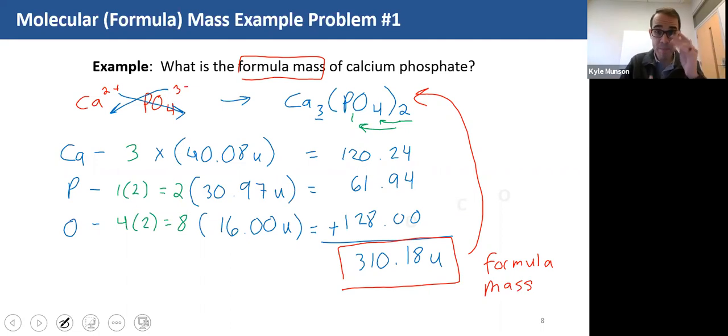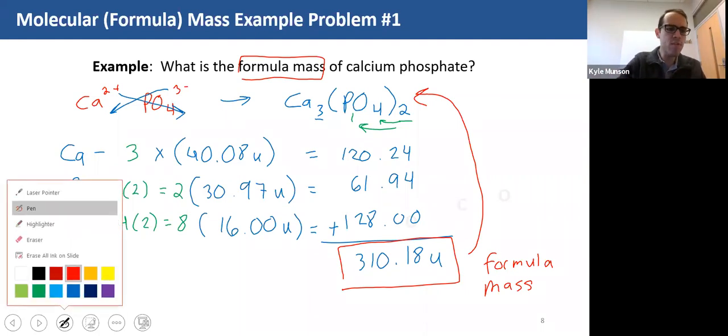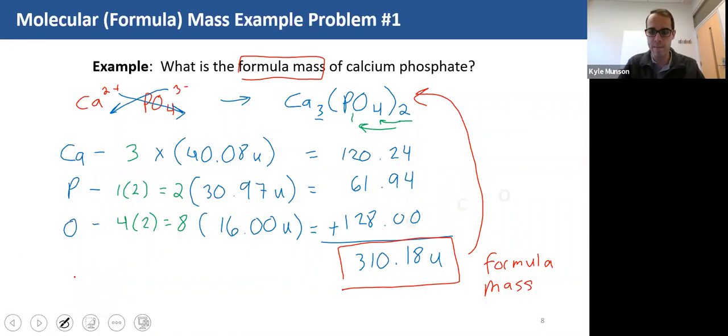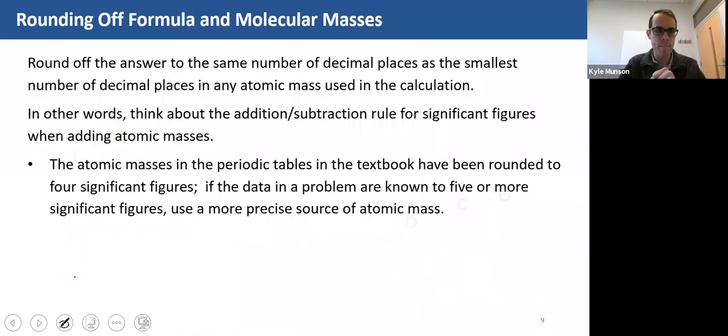All right. So that's how you're going to do these problems. Again, you find out the formula for what you're looking at. You write down the number of atoms of each element in that formula. You find the atomic masses on the periodic table. Okay. You multiply the number of atoms of each element by its atomic mass, and then you add up the sum. Okay. So let's do some more examples together so it becomes more clear if it's unclear right now.